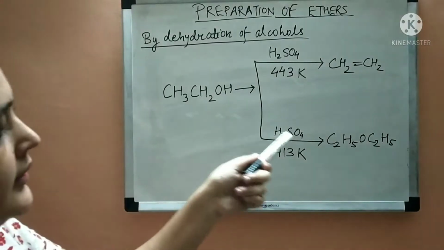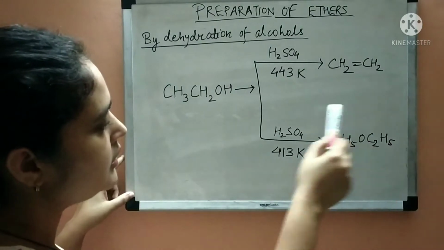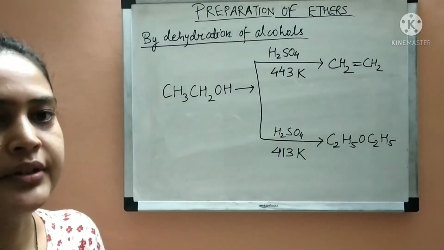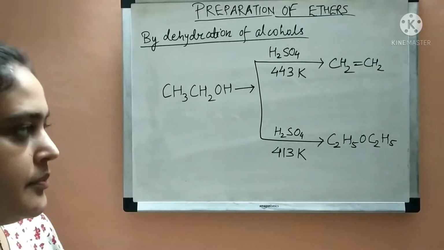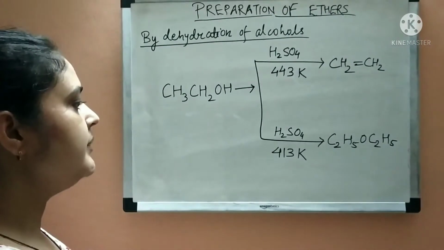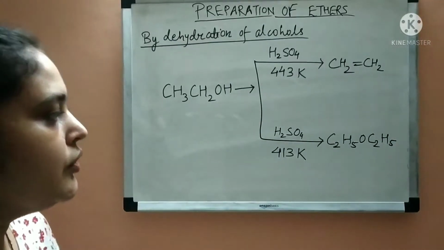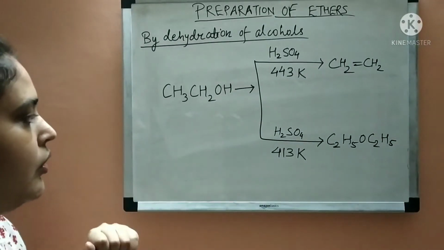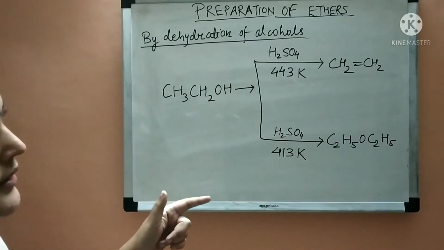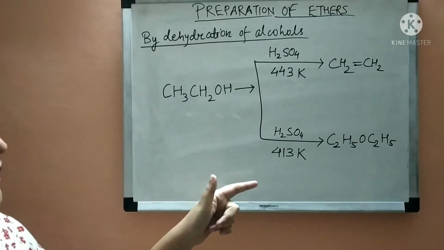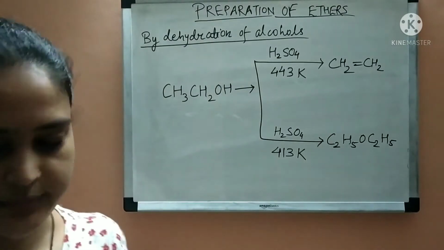Now this reaction, the conversion of alcohol to ether, is an SN2 reaction. SN2 reaction means nucleophilic bimolecular substitution reaction. So it depends on two things, nucleophile and substrate. Here the nucleophile will be the alcohol and the substrate will be the protonated alcohol. So we will study that later in the mechanism. So let us start with our mechanism.